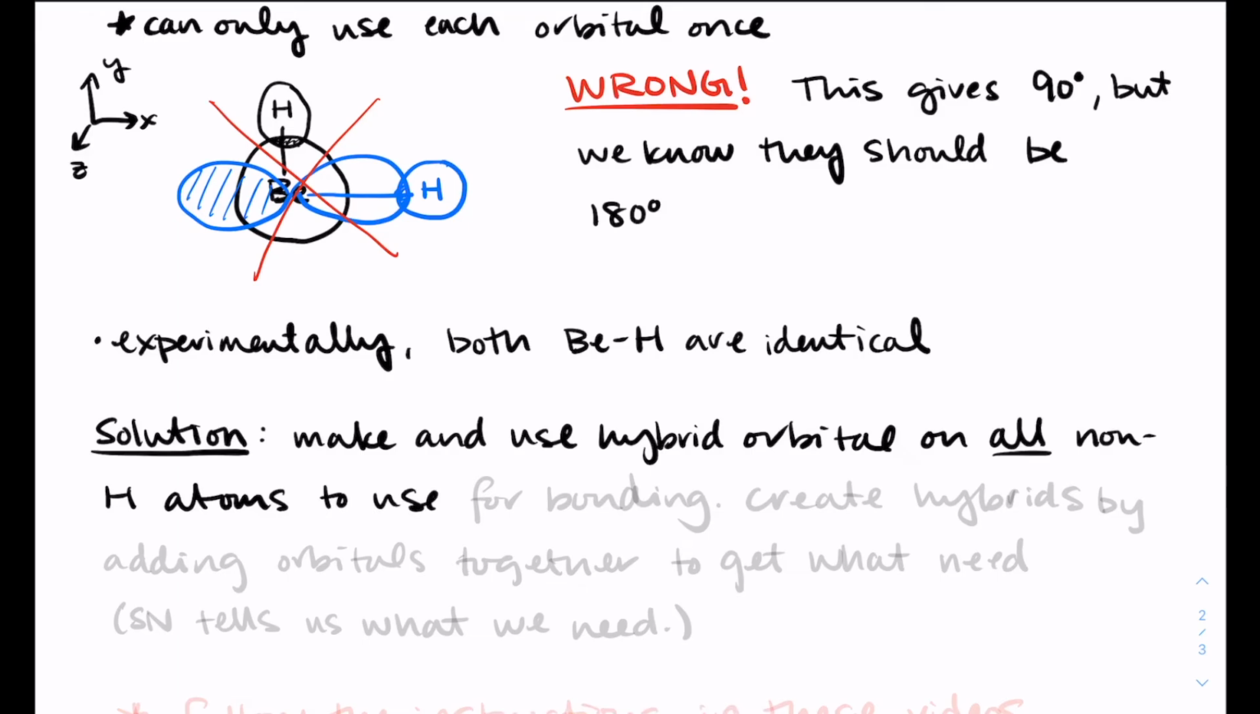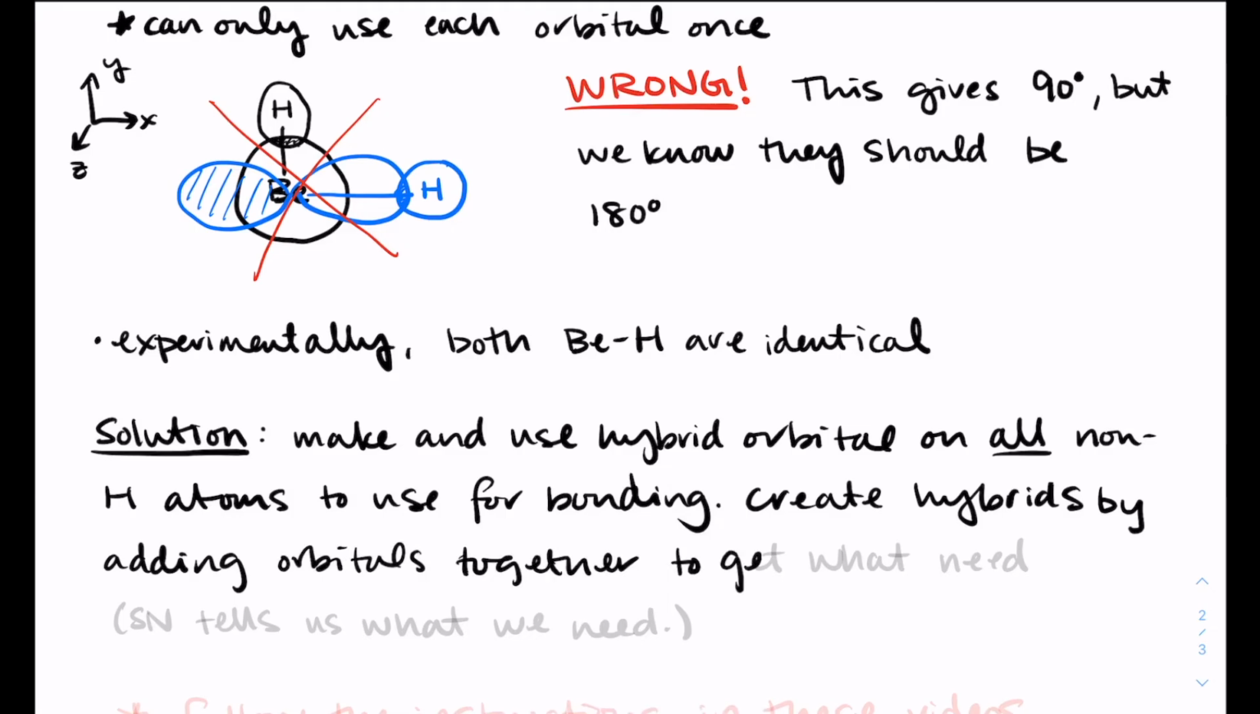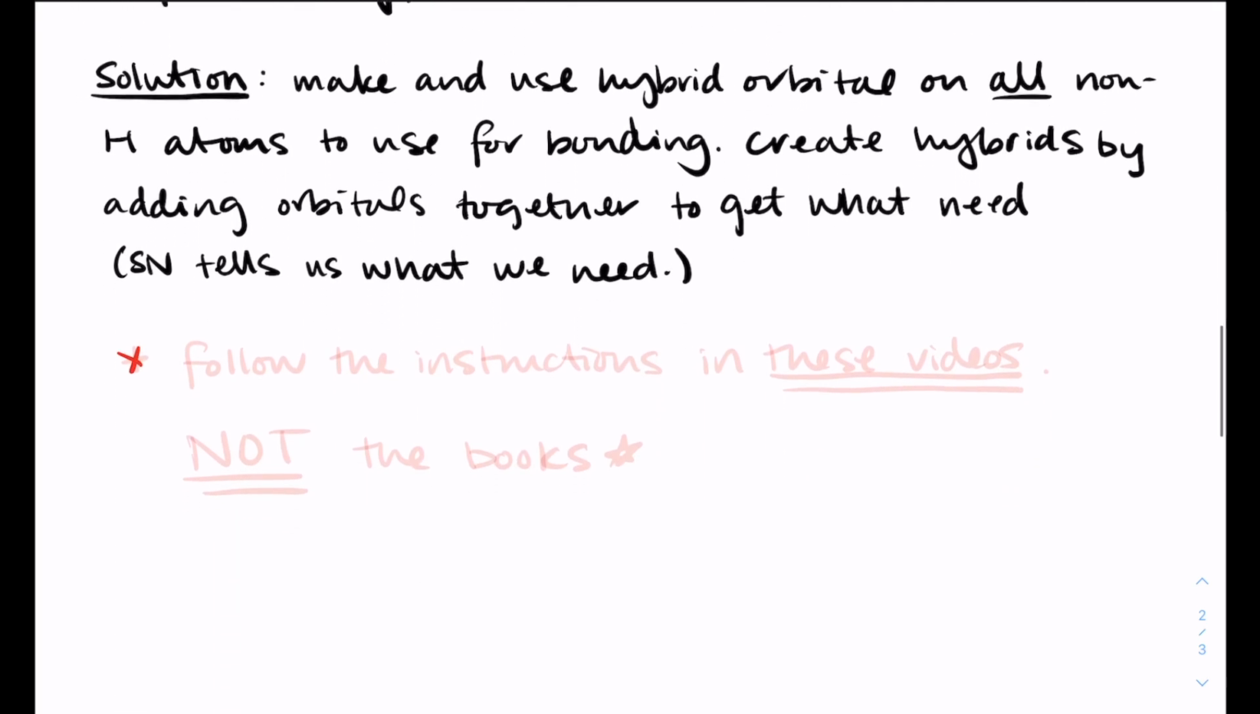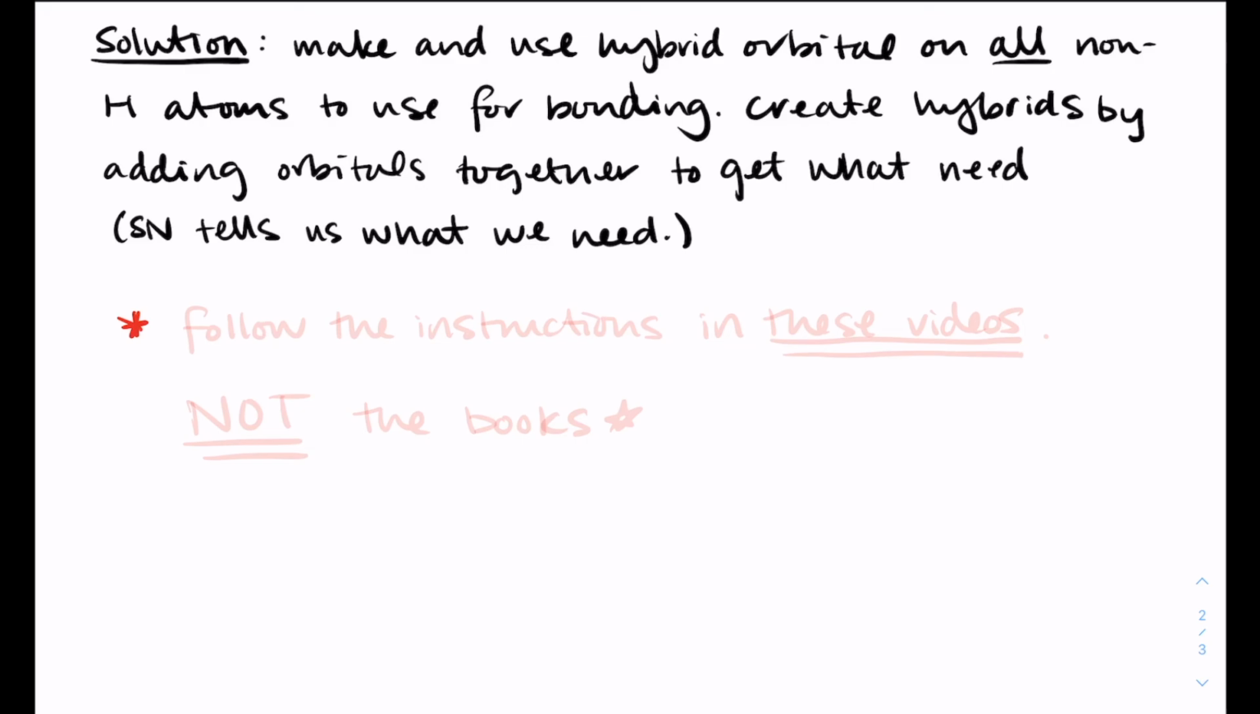Our solution to all of this is that we are going to make and use hybrid orbitals on all non-hydrogen atoms to use for bonding. We will create the hybrids by adding orbitals together to get what we need. And what we need depends on the steric number. So for valence bond theory, we are saying from VSEPR, we know the answer. I know what shape this molecule is supposed to have. How can I mathematically add my orbitals together so that the result is orbitals that point in the directions that they need to make this geometry?